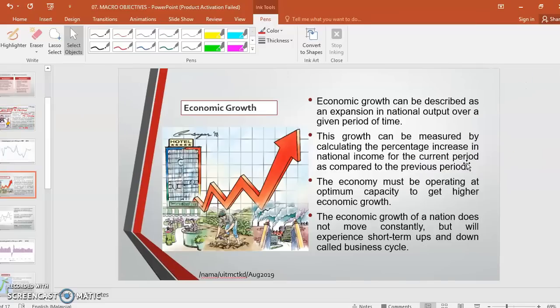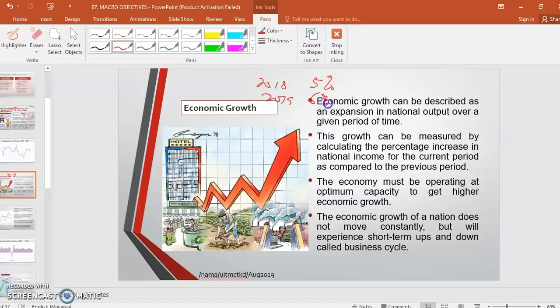Second is to achieve economic growth. What does economic growth mean? Economic growth can be described as an expansion in national output over a given period of time. This growth can be measured by calculating the percentage increase in national income for the current period as compared to the previous period. So how to know our country achieves economic growth? Kita compare percentage increase in national income yang last year dengan current year. Contohnya, 2018 is 5%.